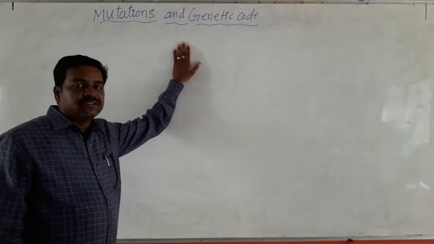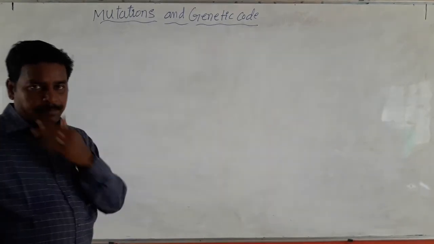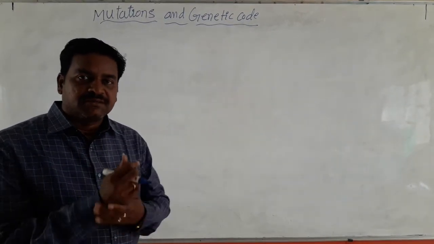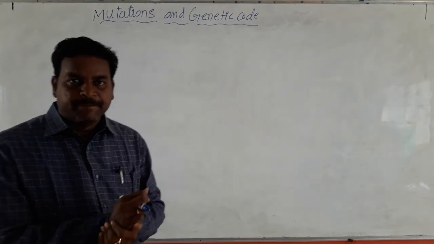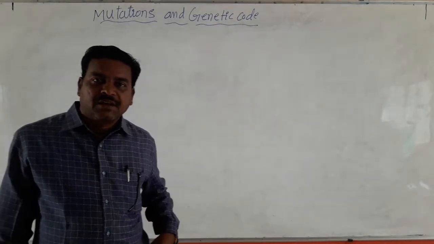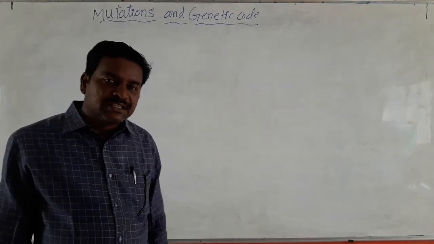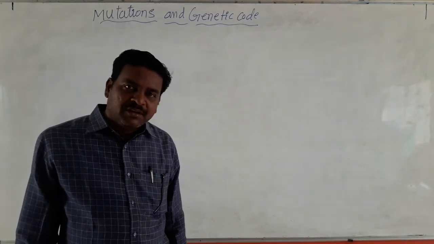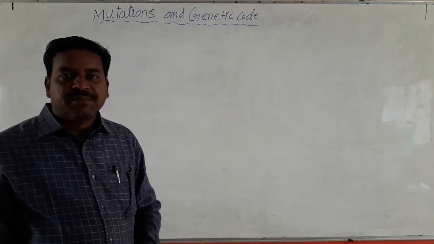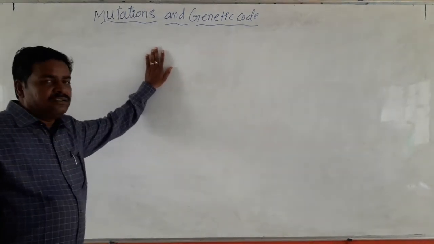Mutations and genetic code. You know the properties of genetic code from the previous class. Code is triplet, code is degenerate, code is unambiguous and specific, code is commaless, code is nearly universal, with starting codons and ending codons. All of them are properties of genetic code. Now coming to mutations and genetic code.